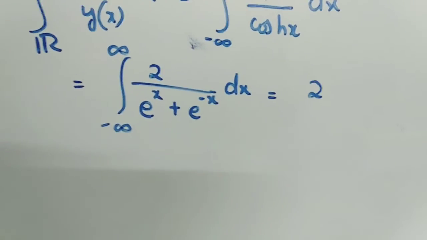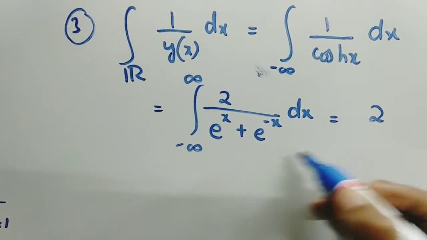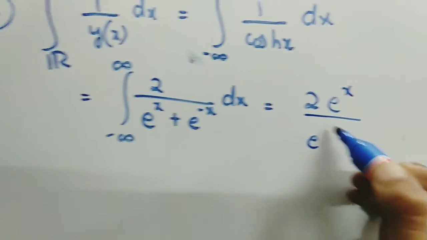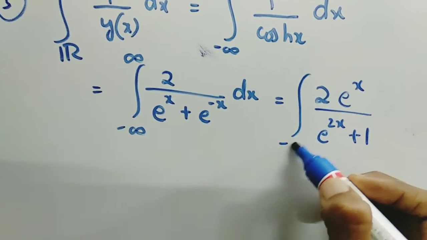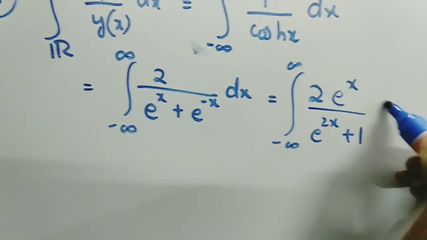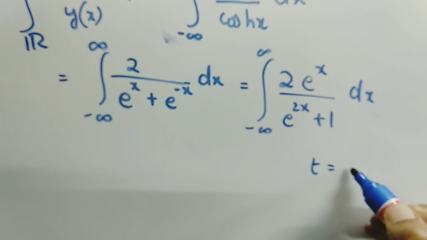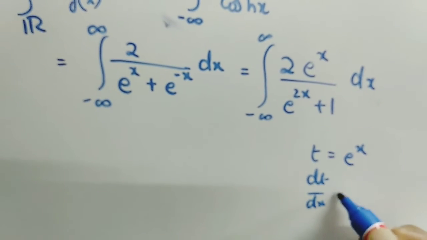So just take e to the power x to the numerator. So it will be 2 e to the power x by e to the power 2x plus 1, integration with respect to x. So here what can we substitute? We can substitute t equals e to the power x. So dt by dx is again e to the power x. What will we get in the integrand here?